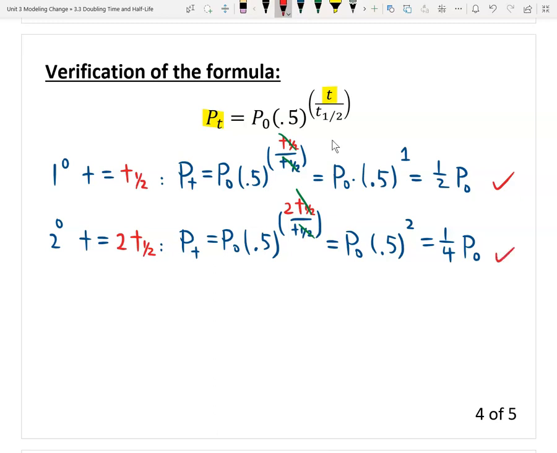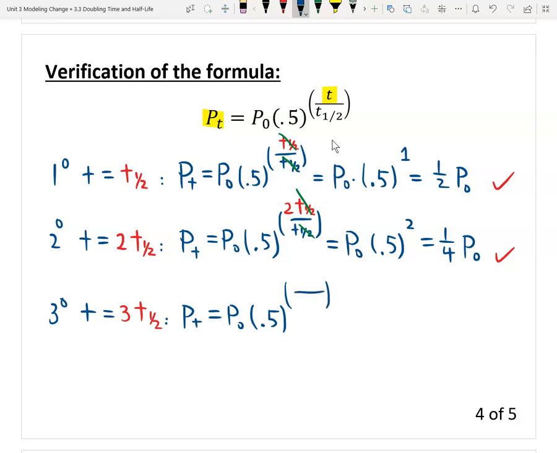1 out of 4, this is true. The last, let's go to t equals 3 half-life time. We're going to find out what is P(t). P(t) equals P0 times 0.5 raised to a power.